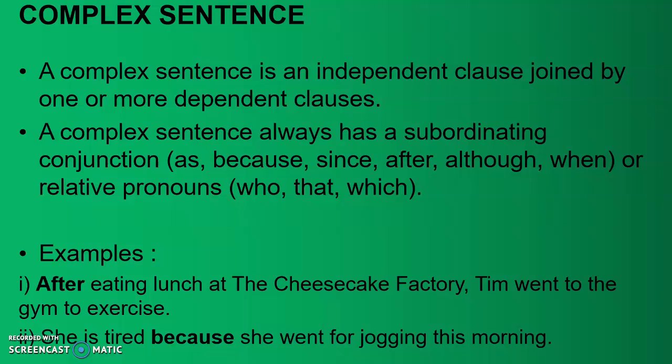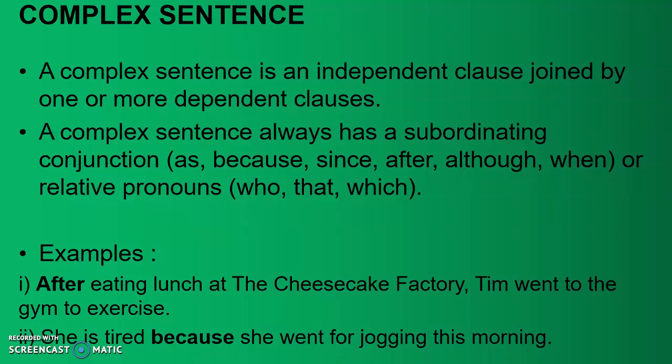First example would be, after eating lunch at the Cheesecake Factory, Tim went to the gym to exercise. Now, the first part of the sentence, after eating lunch at the Cheesecake Factory, would be the dependent clause. It cannot stand on its own, which means I can't put a full stop after the Cheesecake Factory. The sentence would not make sense. The second part of the sentence, Tim went to the gym to exercise. I can put a full stop there and start the sentence from Tim. It would make perfect sense. Therefore, it proves the point of one independent clause together with one dependent clause with a subordinating conjunction. So this belongs to complex sentence.